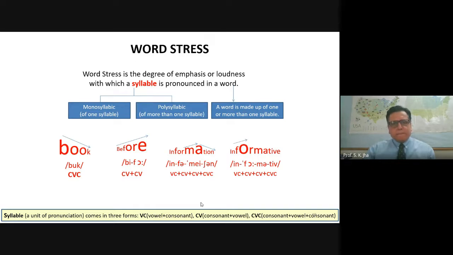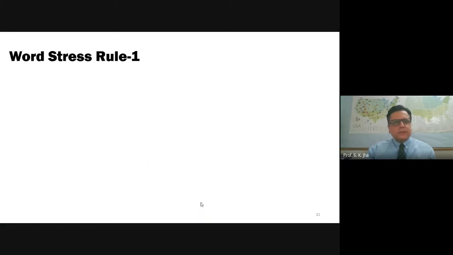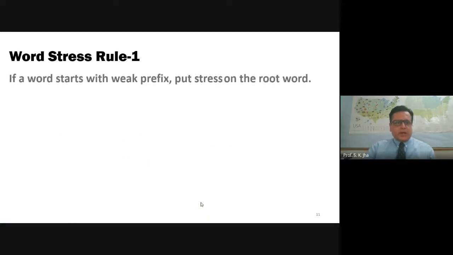Let's move further. I'll take you to some rules now. Word stress rule 1. Now this rule says that if a word starts with a weak prefix, put stress on the root word.